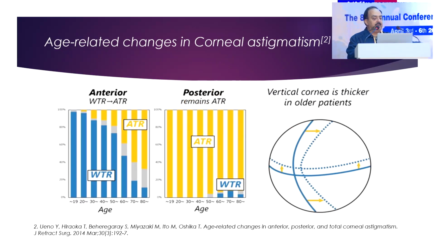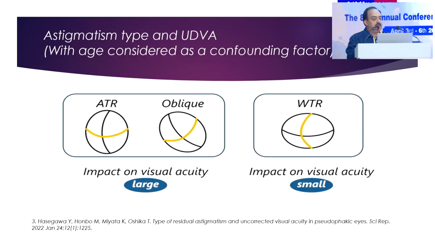A little bit about anterior and posterior. We know the anterior corneal astigmatism is with the rule in the beginning and goes on with age to against the rule, whereas posterior remains against the rule. So the importance of posterior corneal astigmatism is there, which I will be covering in my later slides. And the effect of ATR and oblique astigmatism is more on the visual acuity as compared to with the rule astigmatism.